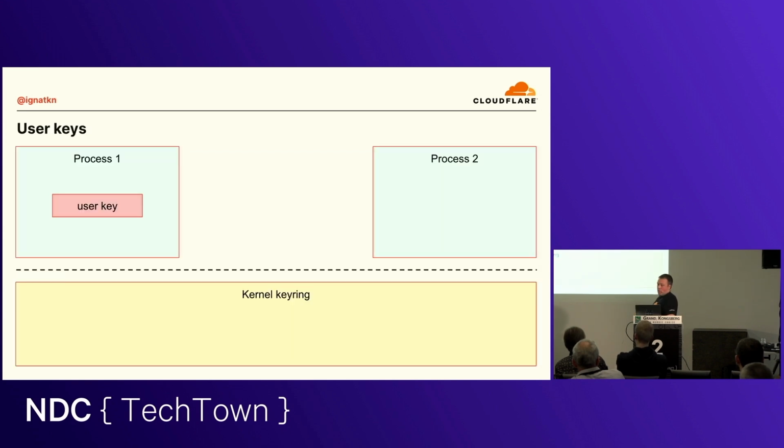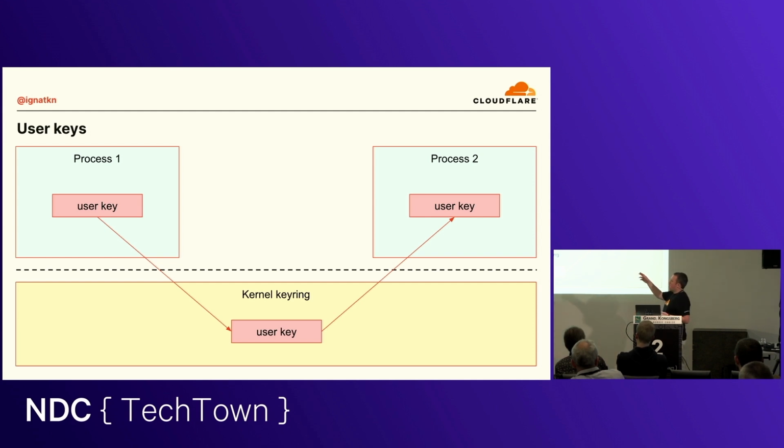So let's now review the key types. We have the user key, which we used throughout the examples, and the user key is the simplest type. What it does is just hold a buffer with a secret. You can put it inside the kernel, and other processes can read the secret back, if they have the appropriate permissions, because you can set permissions to disallow that.